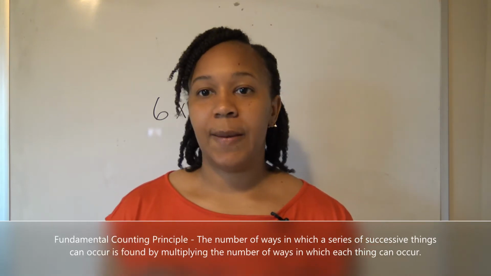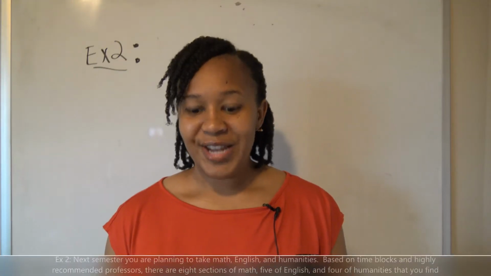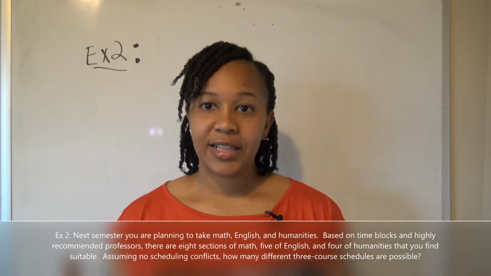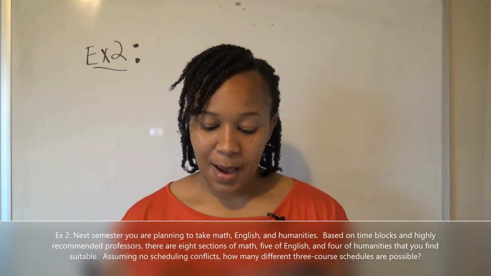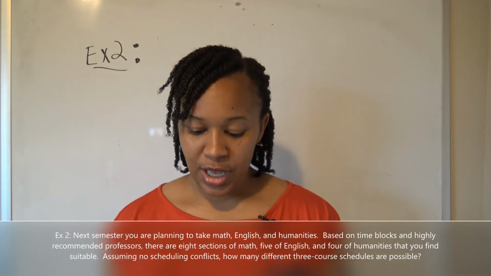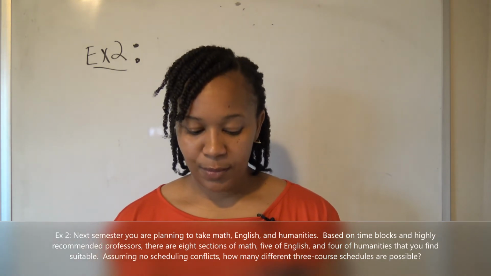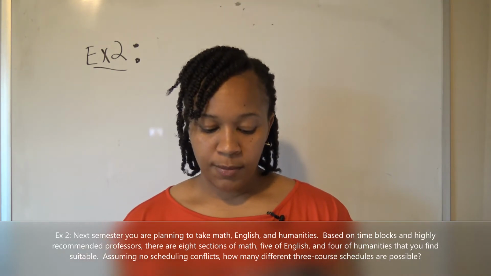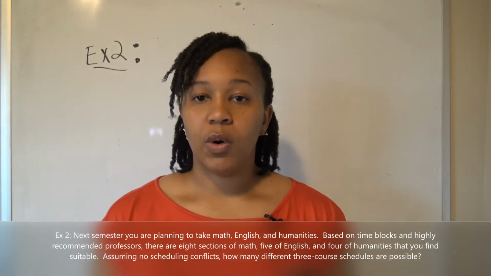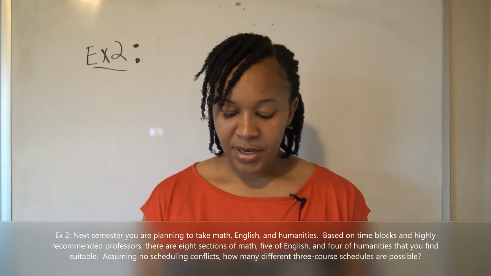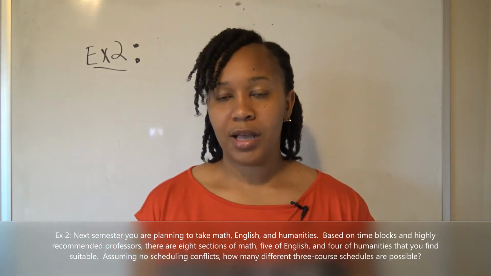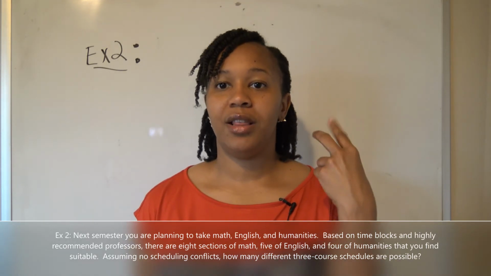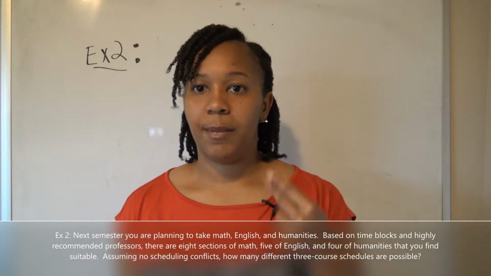So let's look at an example of how you would do that. So in example 2, suppose that next semester you are planning to take math, English, and humanities. All right, based on time blocks and highly recommended professors, there are 8 sections of math available, 5 of English and 4 of humanities that fit what you need, that you find suitable. So assuming no scheduling conflicts, how many different 3-course schedules are possible? So you have math, English, and humanities. So you have to look at how many math options, how many English options, and how many humanities options.